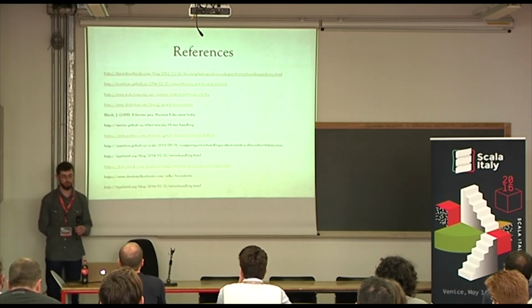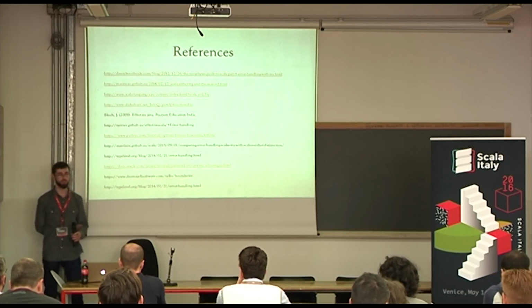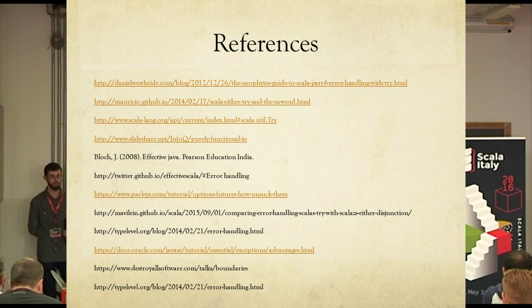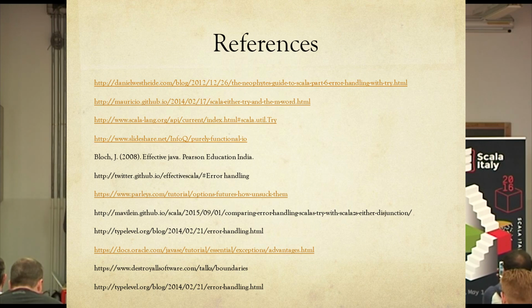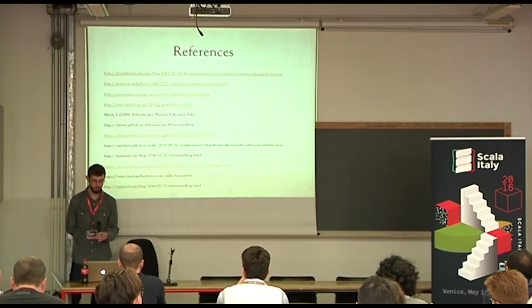Here's a few of the references I used to put this stuff together. If you want to use Try, the best place to start is the API documentation. It's pretty good. And then the Neophyte's Guide to Scala has got some great examples with higher order functions. Effective Java is also really important because we've got a lot of Java exceptions. I've also got the Oracle document on what the advantages of exceptions are, just to kind of test the antithesis of what I was about to say.